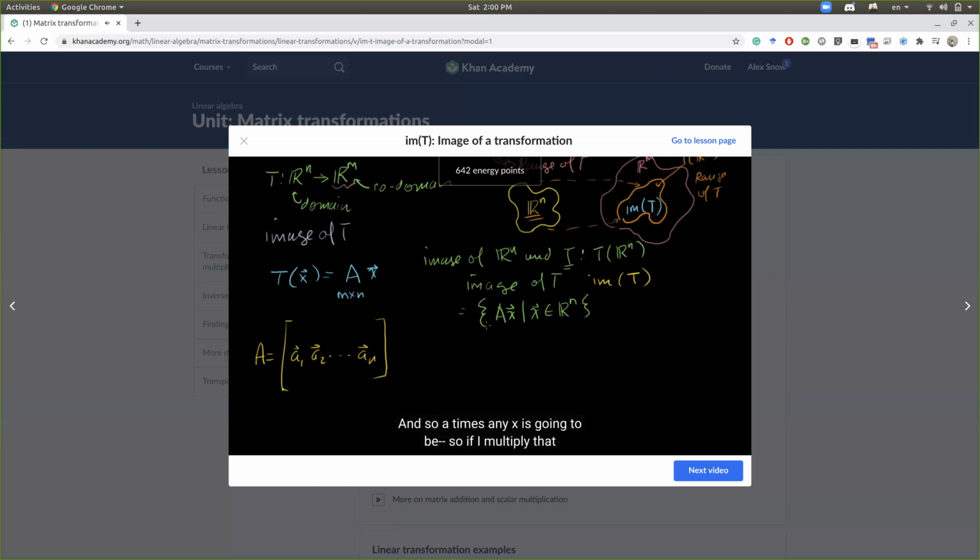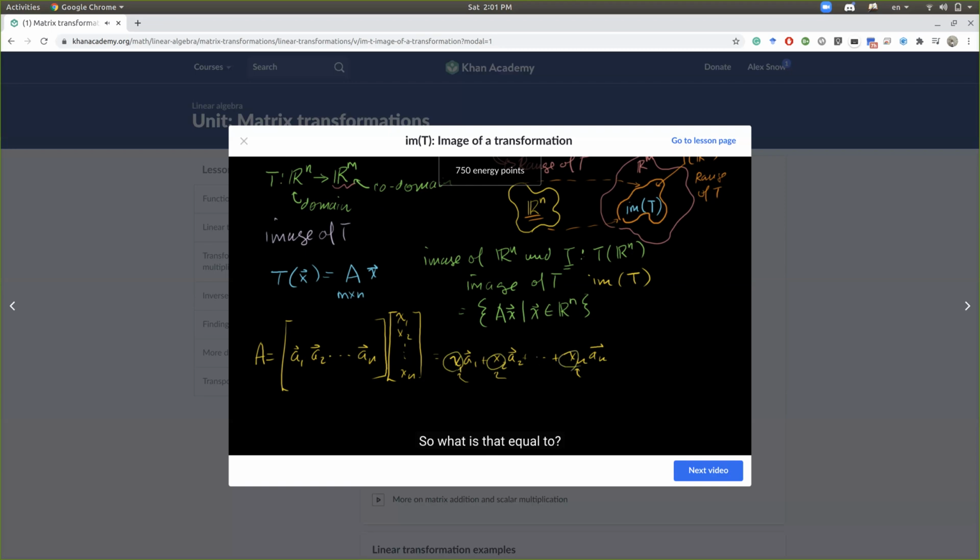And so A times any x, if I multiply that times any x that's a member of Rn, x1, x2, all the way to xn, we've seen this multiple times. This is equal to the scalar x1 times a1, plus x2 times a2, all the way to plus xn times an. And we're saying we want the set of all of these sums of column vectors where x can take on any vector in Rn, which means that the elements of x can take on any real scalar values. So the set of all of these is essentially all of the linear combinations of the columns of A, right? Because I can set these guys to be equal to any value.